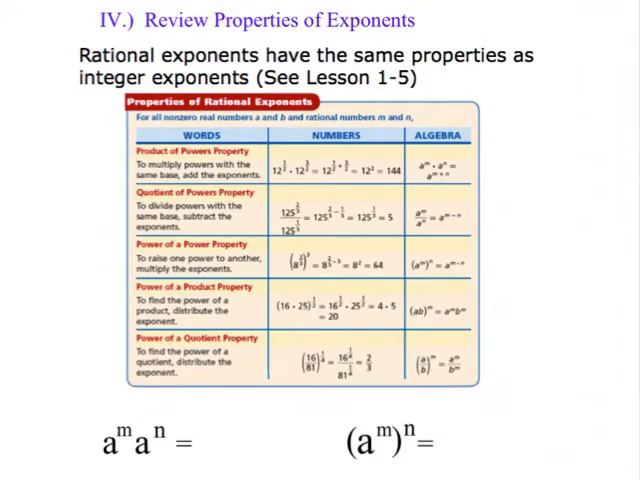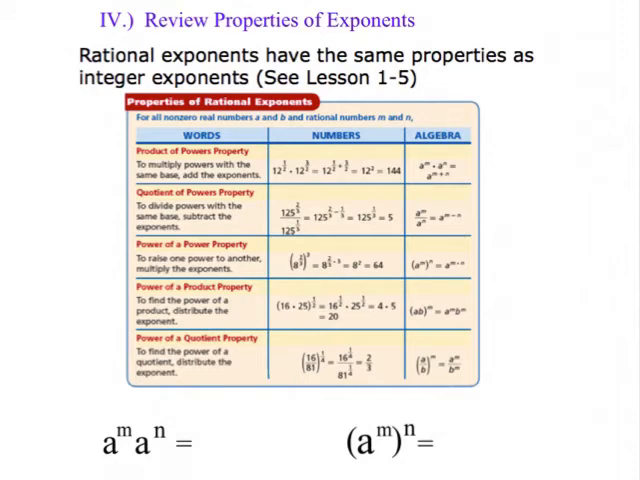Let's take a moment and review our properties of exponents. Remember, first of all, if we multiply, then that means we add. If we divide like bases, we subtract. If we have a power to a power, you're going to multiply your powers together. If you have ab raised to the m, you take both a and b to the m power. And same with division here. Now, the same things apply for rational exponents. So these are the properties of rational exponents.